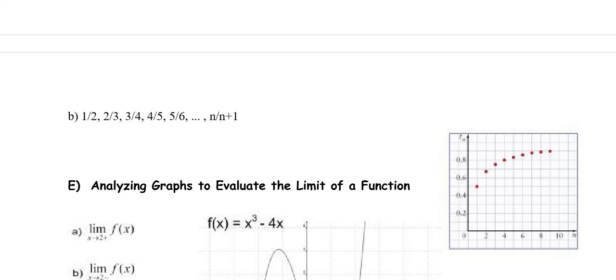So in this example B, we have a half, 2/3, 3/4, 4/5, 5/6, and so on and so forth, all in the form n over n plus 1. So the denominator is always one more than the numerator. So again, let's start by analyzing what's going on as we get closer and closer to infinity, because this one is not as easy to define.